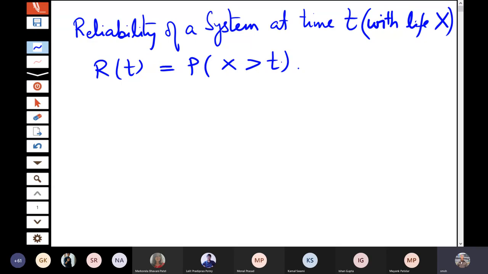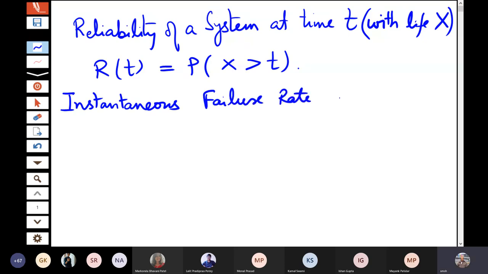Apart from that, we will analyze these quantities. Let us also look at another term. It is called the instantaneous failure rate of a system at time t. Okay, so let us define what it is.